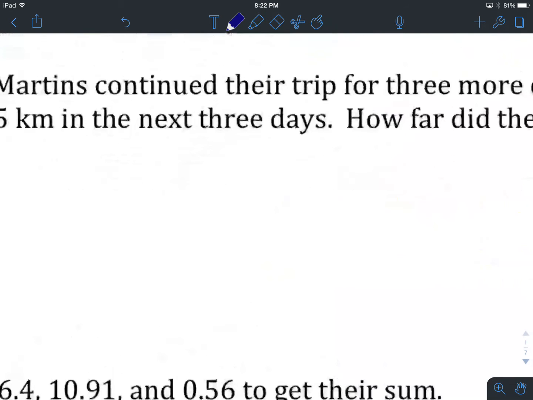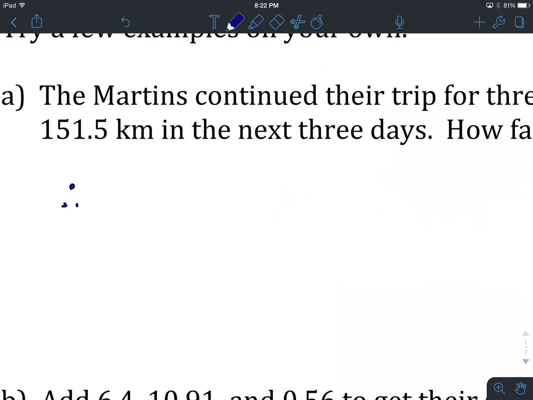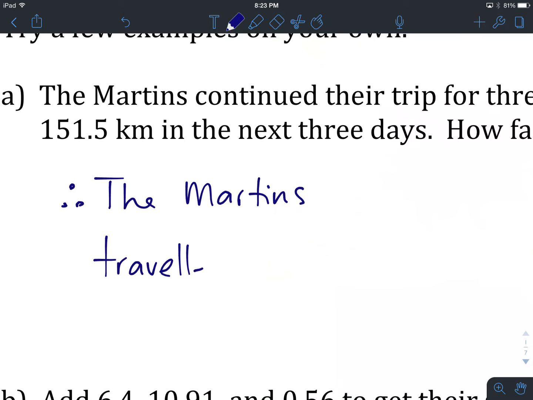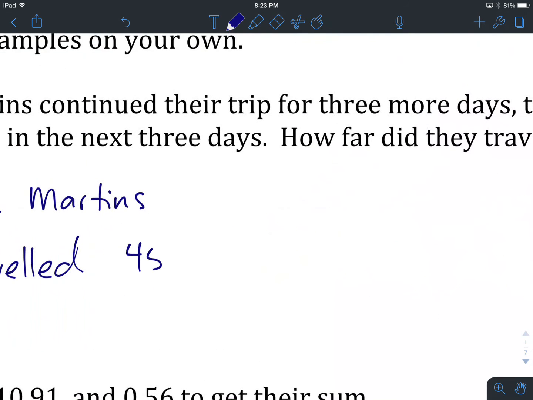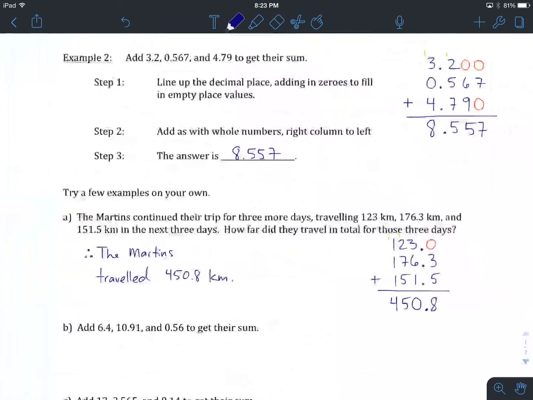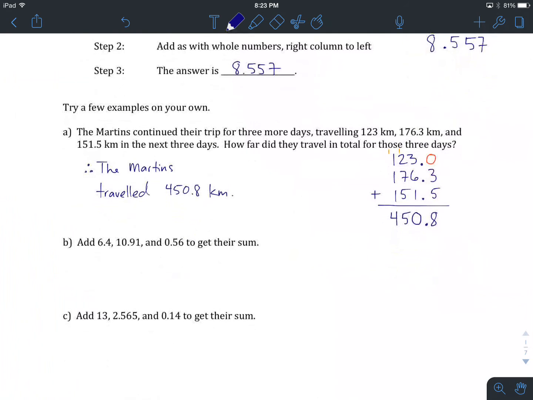with a brief statement. So we would say, therefore, the Martins traveled, and I don't remember how far it was, 450.8 kilometers. So for word problems that involve sentences, we're going to end it up with a sentence as well to sort of sum it up. All right, at this point, hopefully you did well on that one. Let's try B. I want you to try B on your own. When you're all done, come on back. We'll see how you did.